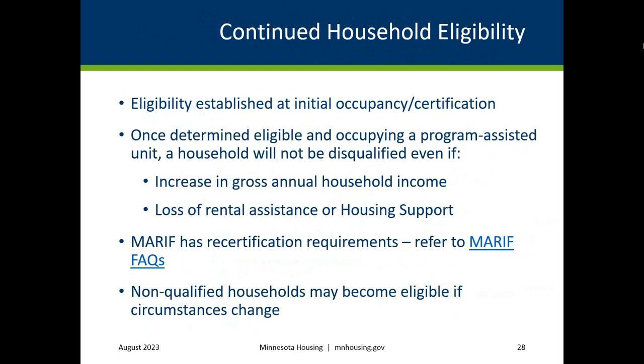Non-qualified households may become income qualified for a program-assisted unit if their household income decreases below the applicable income limit, income limits increase, or if the household begins to receive rental assistance or housing support. These households should complete the certification paperwork described in previous slides to qualify.